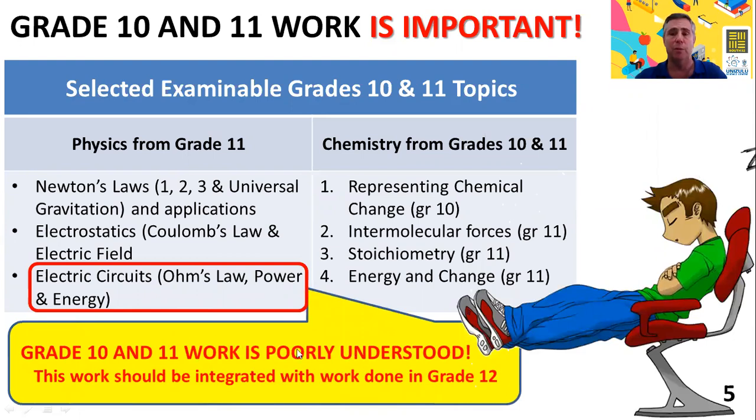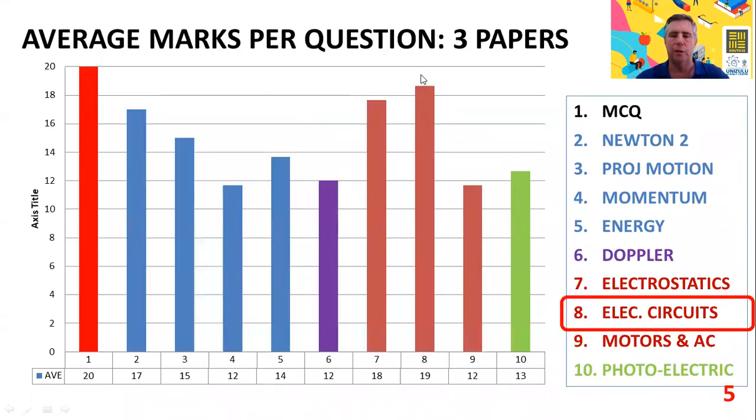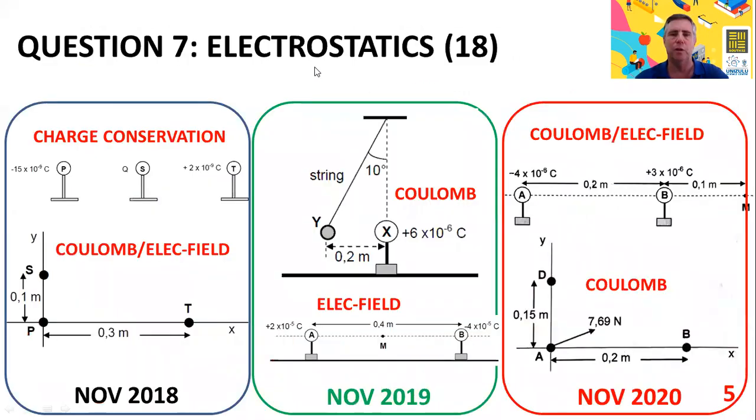Again, the examiners comment that students showed little evidence of having relearned their grade 10 and 11 work, especially Ohm's law and your power and energy equations, your circuit calculations. So electricity is one of the larger sections in your exam, counting about 1/3 of the marks in your exams. And Ohm's law, if it comes up, will be under question 8 on electric circuits. So typically that's about 19 marks. That's the average for the last 3 papers.